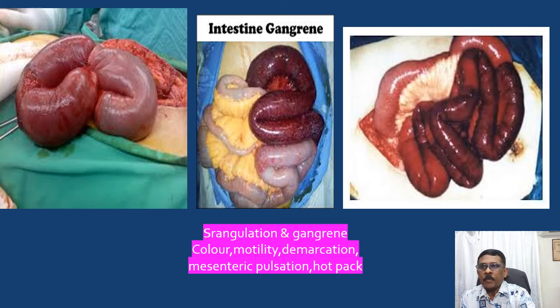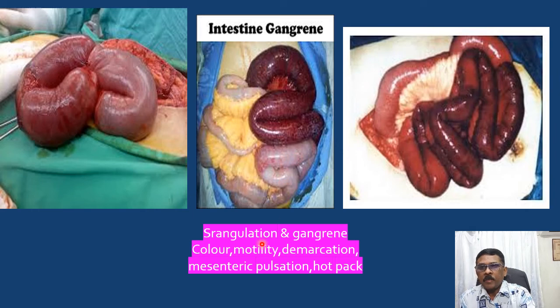Okay, these are some of the pictures to show you strangulated bowel. This is strangulation, but no gangrene yet. It is discolored, congested and darker in color. This is strangulation, and this is frank gangrene. This segment is strangulated, this is a normal, collapsed segment. This is the gangrenous segment, and this is the ischemic segment.